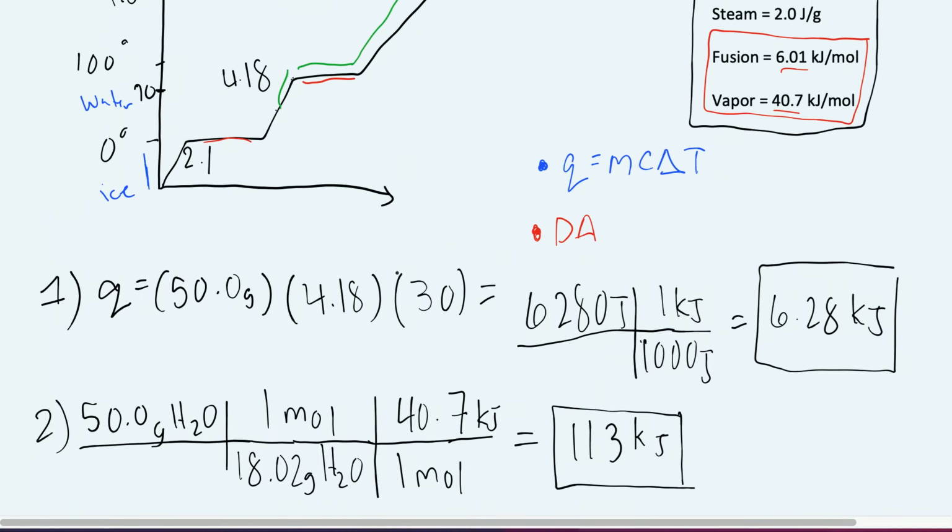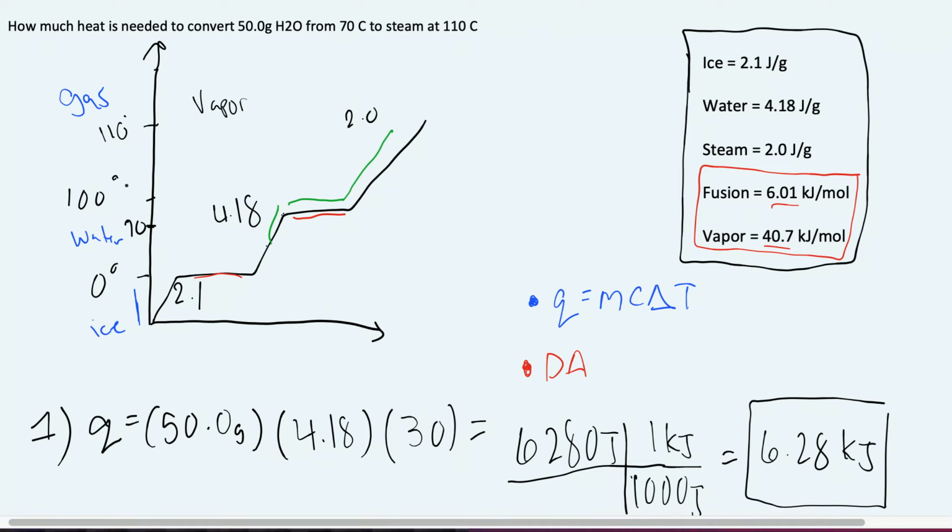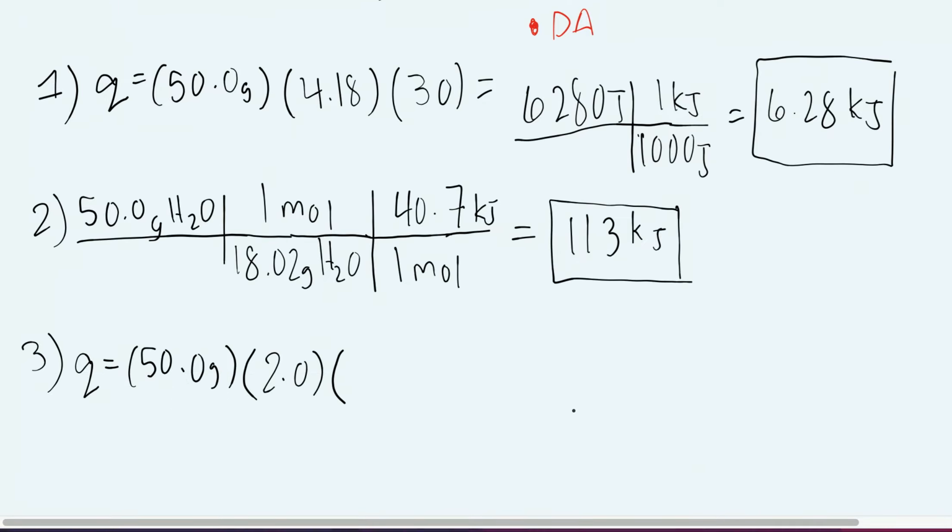Now, another key that a lot of people mess up on: to go from 100 to 110, it's just 10, okay? Don't put the whole thing. Don't subtract 110 from 70. Don't confuse yourself. Just go step by step. And 110 minus 100 is equal to 10.